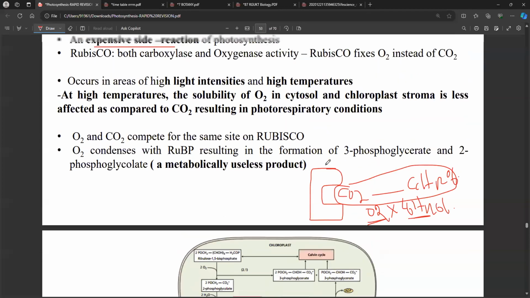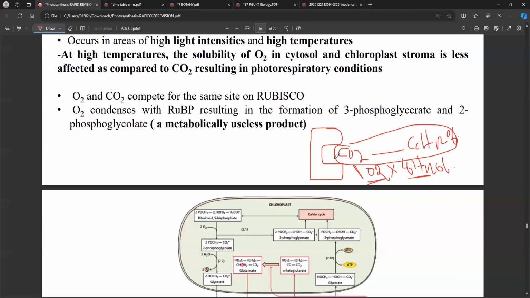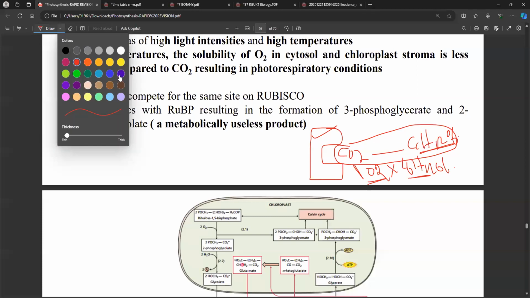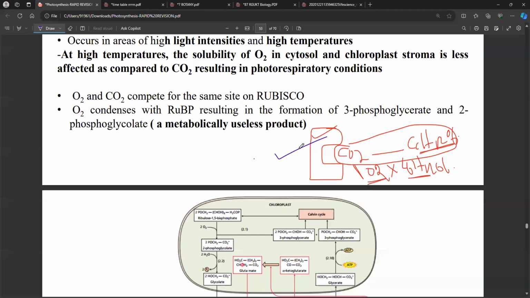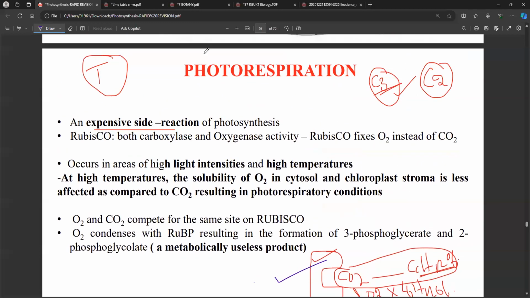First of all, no plant can reduce oxygen into glucose. That is impossible. But unfortunately, carbon dioxide and oxygen compete for this enzyme, and then you can't fix the glucose. How to solve this problem? Before solving it, first let's understand why the plant is facing this problem. Now listen, whenever the enzyme Rubisco fixes oxygen instead of carbon dioxide, that reaction we call photorespiration or expensive side reaction.